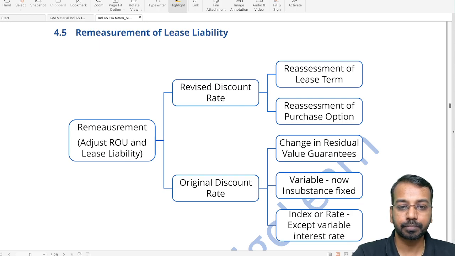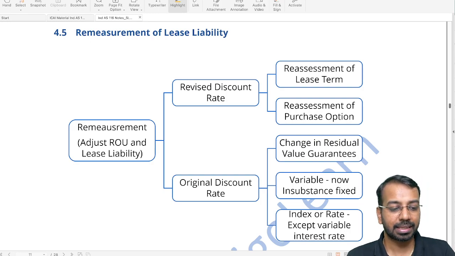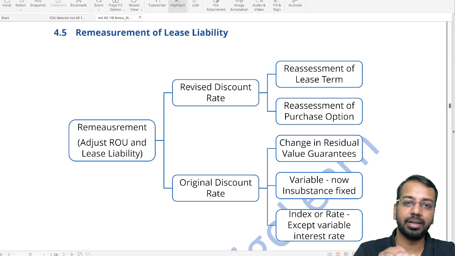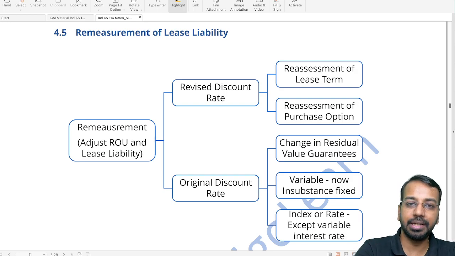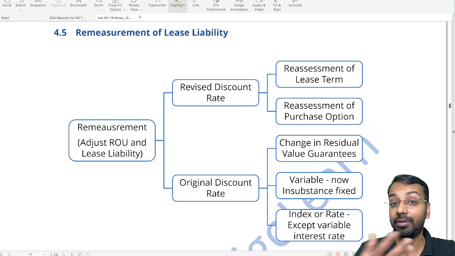So first one, if there is a reassessment of the lease term, or there is a reassessment of purchase option. Sometimes there is a purchase option given in the lease contract, that is, after the lease term ends, the lessee can purchase the leased asset. That is called purchase option. Initially we would have thought we will not exercise the purchase option, now we are thinking we will exercise it. Or initially we thought we will not extend, now we are saying we will extend. Or initially we would have thought we will not terminate, now we have actually terminated, or we think we will be terminating.